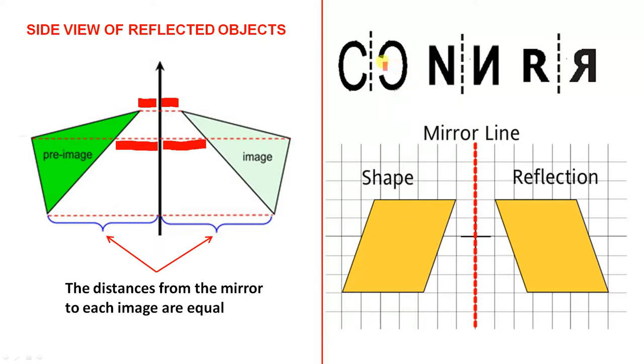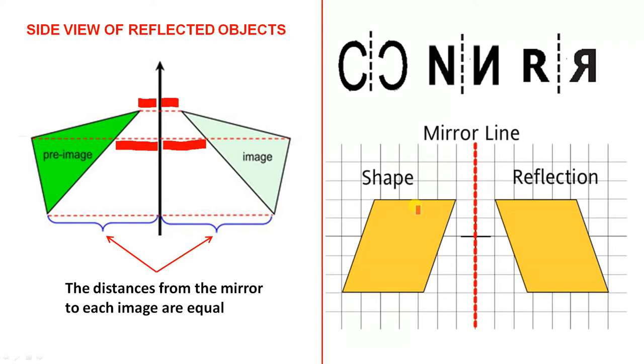Here are some letters that are reflected, and there's the letter C, and you pretend that's a mirror, and that's the image. Here's the letter N, the mirror, and the image. And there's the letter R with a mirror and the image. So if you have a mirror or a line, we can call it a mirror line if you want.